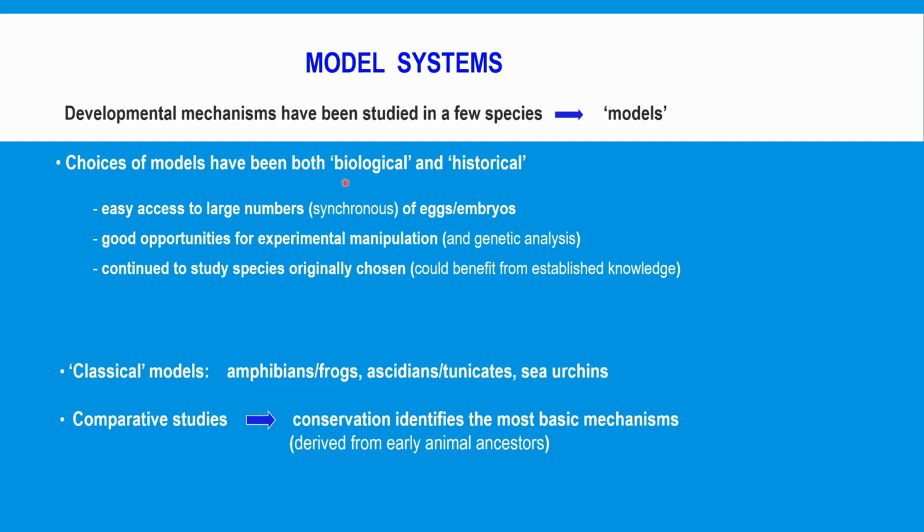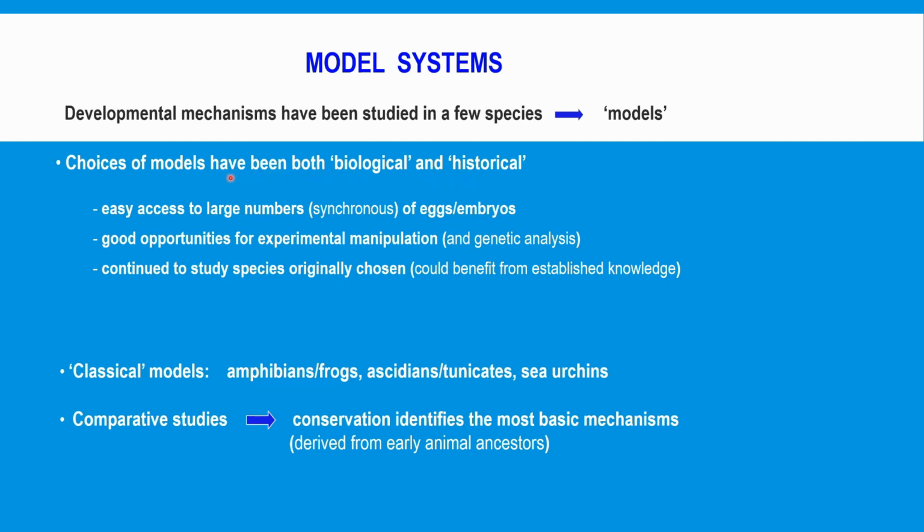As we will see, some of these models have been chosen by perhaps chance has played a big role in the decision, but generally if they are easy to work with, they are more accessible models to study development, and they have been kept. In the beginning, the older models were perhaps chosen because they had large eggs that were easy to study in the absence of high-powered microscopes, which is less of a limitation nowadays.